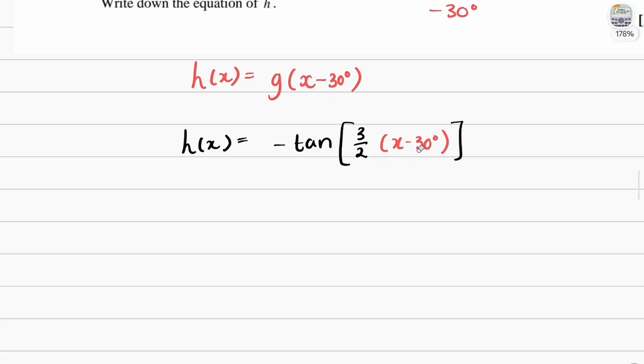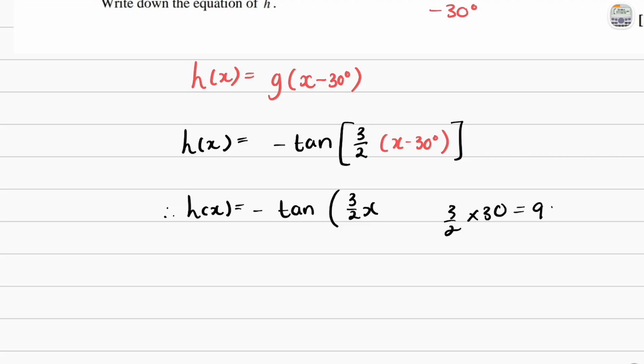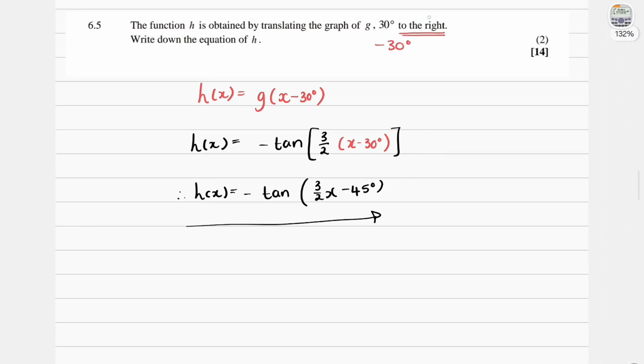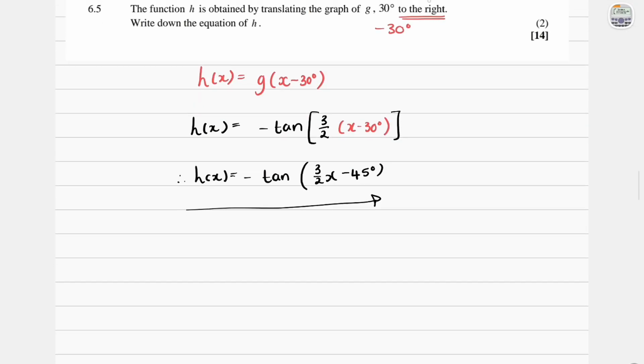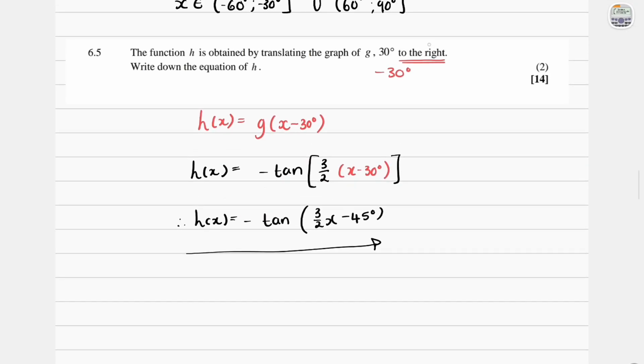So let's just apply that in there. So h of x is equal to negative tan of 3 over 2 times negative 30, which is 3 over 2 times 30. That's going to be 90 divided by 2, which is 45. So minus 45 degrees. And that is what h of x looks like. And that is our answer. And that is it for question 6.